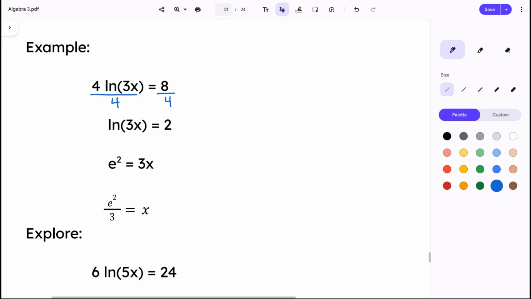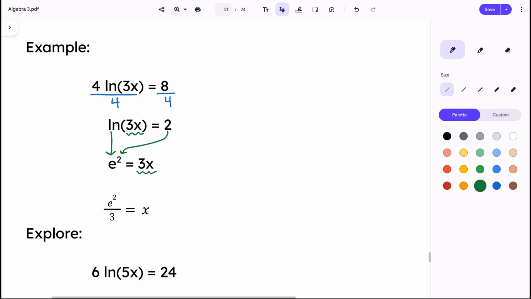And then when you rewrite something with a natural log, that becomes e. You guys also would have learned about e at the beginning of this chapter as well and kind of what that means and what it represents. But so the natural log becomes an e. Again, your 2 becomes your exponent, and then the 3x comes after the equal sign.